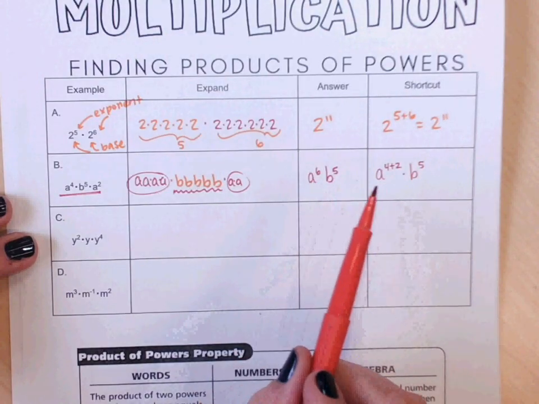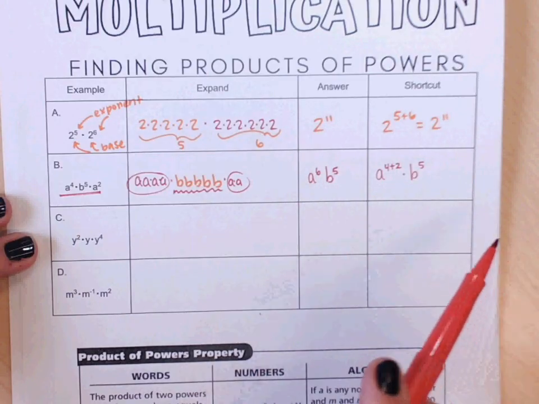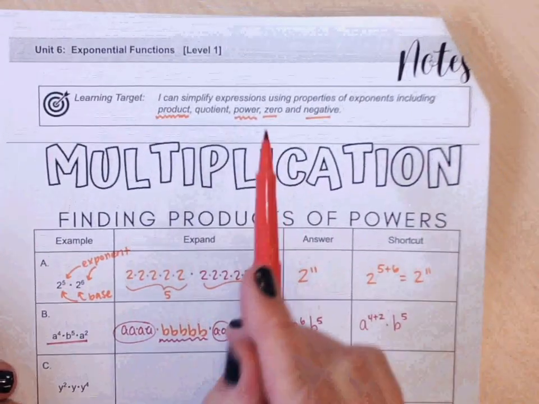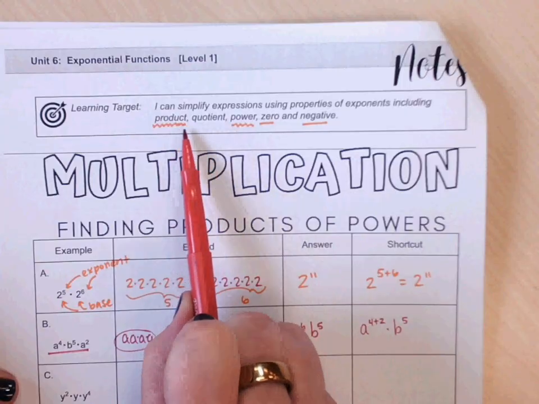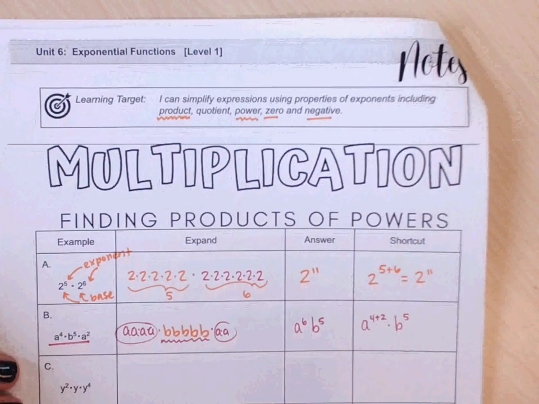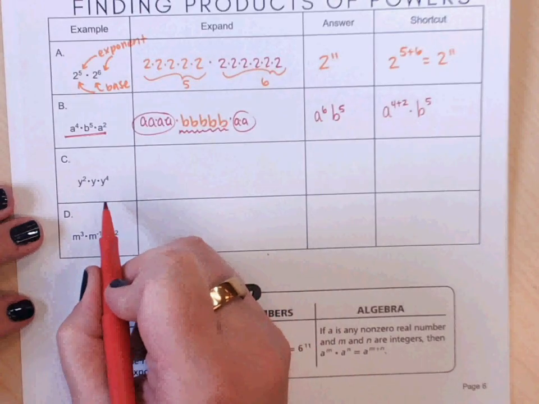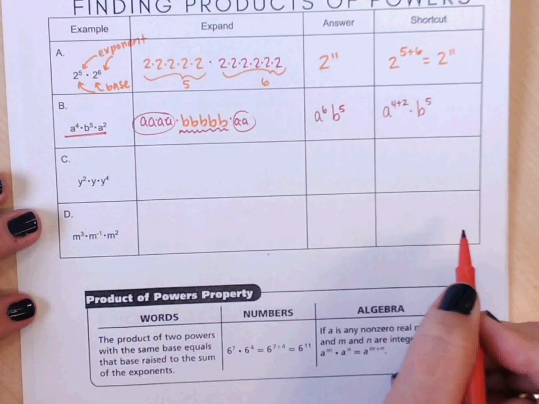Now, right now, it might seem easy to just add the exponents, but when we start to learn the other rules, like the power to power rule, and when we learn the quotient rule, we start to confuse some of the shortcuts. So that's why I strongly recommend expanding, especially when you take an assessment. So go ahead and hit pause and see if you can figure out what C and D are.